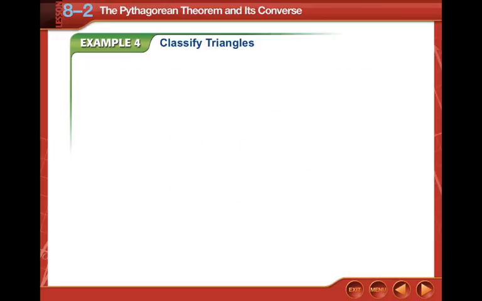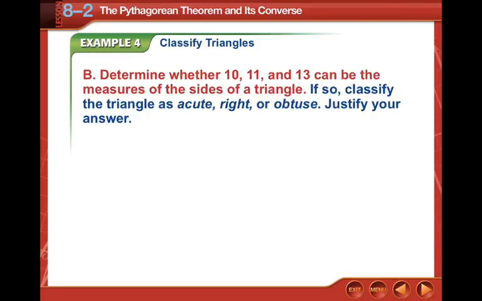So our next problem, same concept, but now we need to do the same thing with these numbers. So 10 plus 11 is 21 again. 21 is greater than 13, so we can make a triangle. So let's do what we just did. Take the largest number, in this case it's 13, and we square it. Take the other two numbers, 10 squared plus 11 squared.